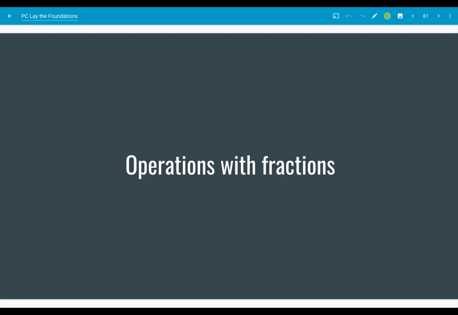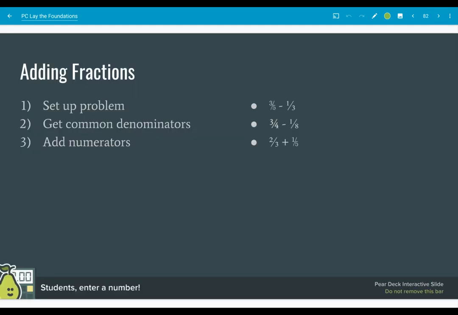So next we're going to move on to operations with fractions. So adding, subtracting, multiplying, and dividing. Okay. So let's look at adding fractions. So first thing we're going to do is, if they're in mixed numbers, get them out of mixed numbers and into improper fractions. And then you have to set up common denominators.